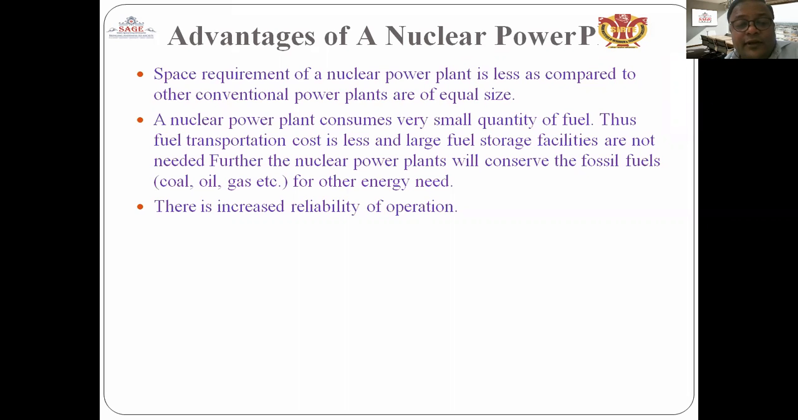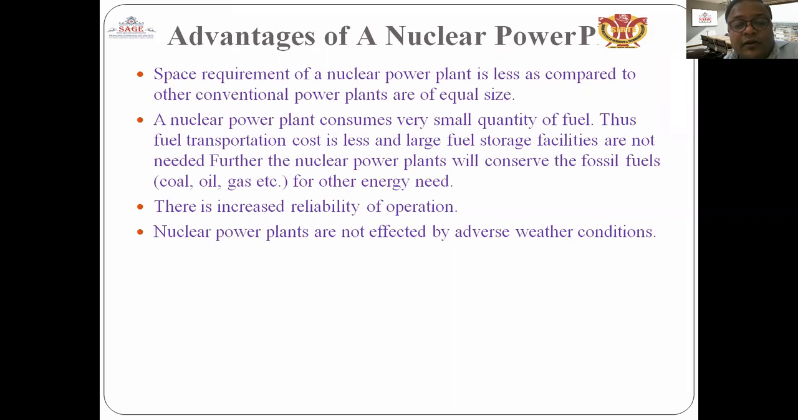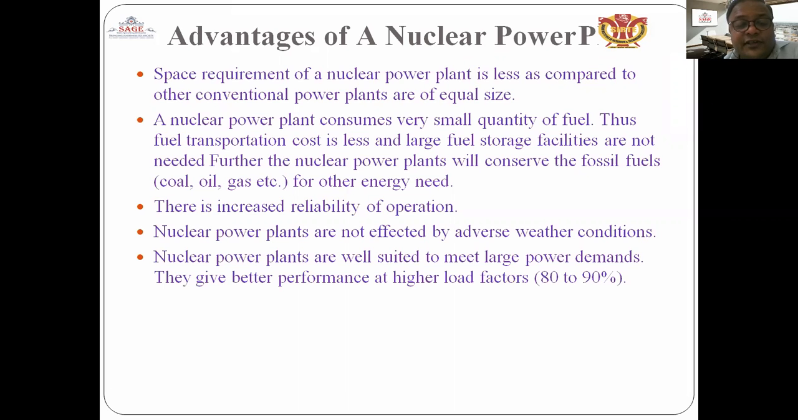There is an increased reliability of operation. Nuclear power plants are not affected by adverse weather conditions. Nuclear power plants are well suited to meet large power demands. They give better performance at a higher load factor, 80 to 90%. So these are the advantages where all the requirements are met. Increased reliability of operation is another thing where reliability is much more required, which is not met by conventional types of fuels, and the nuclear power plant takes very little space compared to other types of power plants, and is not affected by adverse weather conditions.